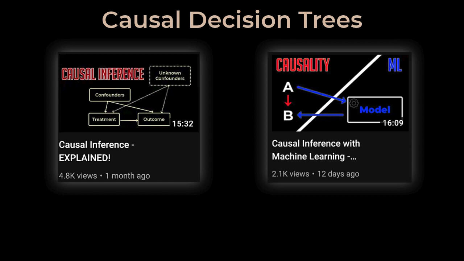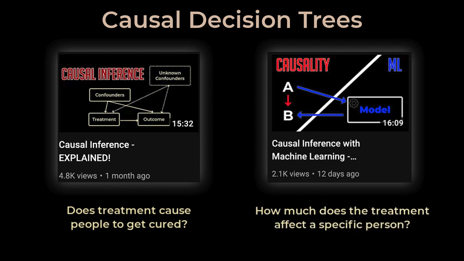Trees for causality. In my last two videos, we tackled causal inference. The first video explored the question: does the treatment actually cause people to get better? And the other video answered the question: how much does the treatment affect a specific person? And we did this using traditional machine learning models, but in this video, we're going to answer the same question using decision trees.